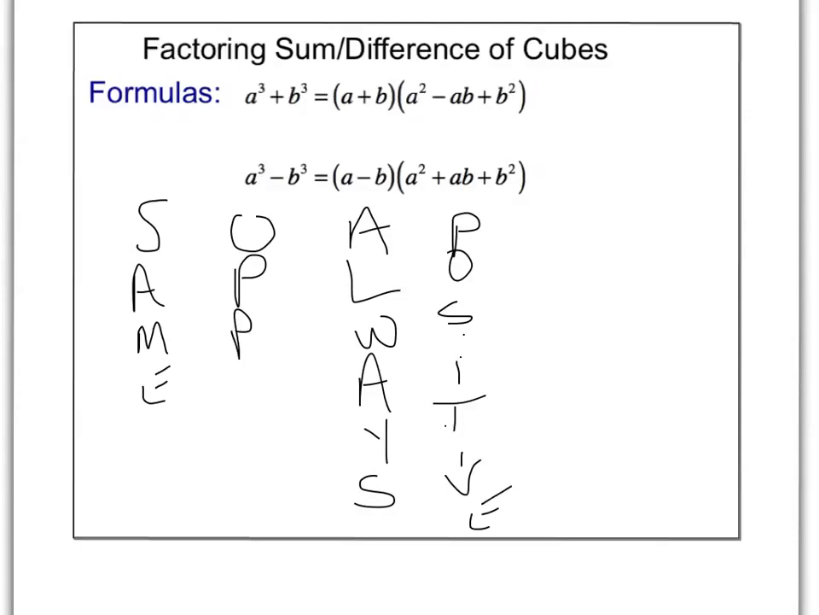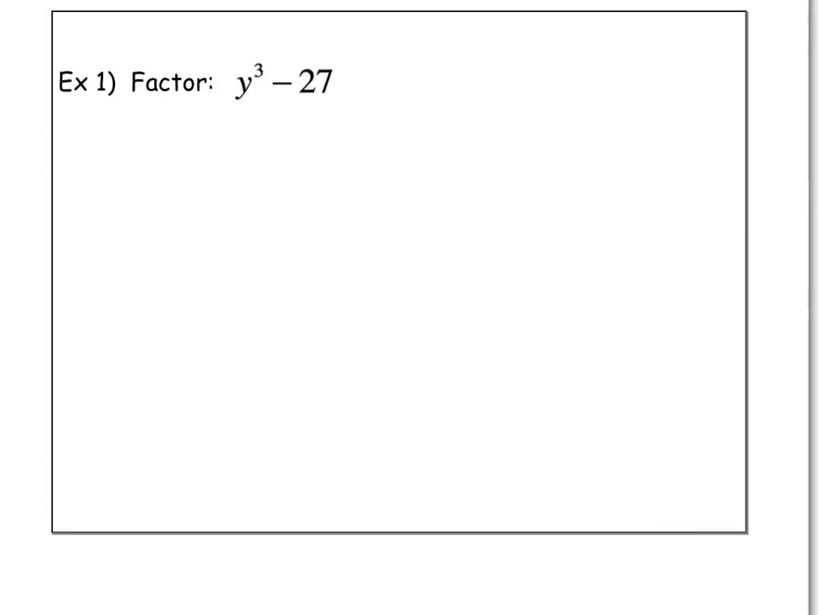Okay, so what that means is the last sign in the factored form, or the trinomial in this expression, is always positive. In both cases, notice plus here, plus here. So we have same, opposite, always positive. And then, of course, you have to know the two formulas. This is pretty straightforward, but let's just go through a couple examples.